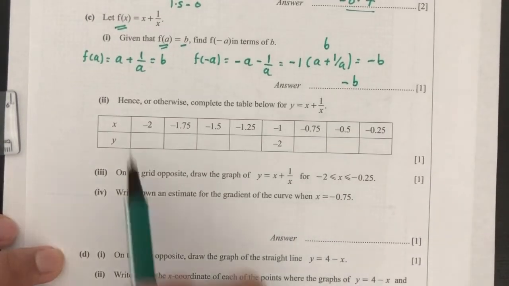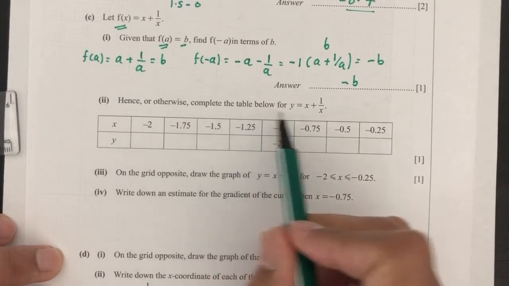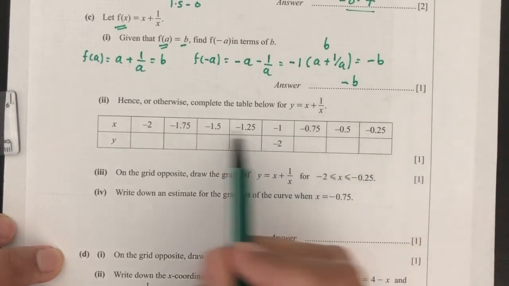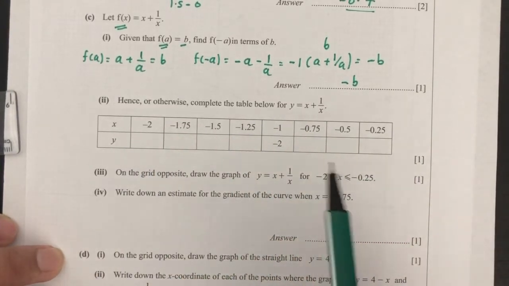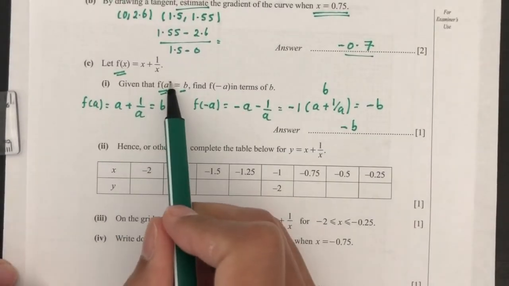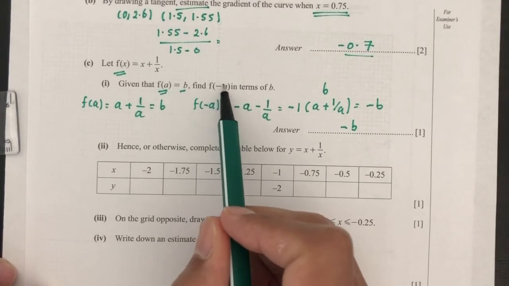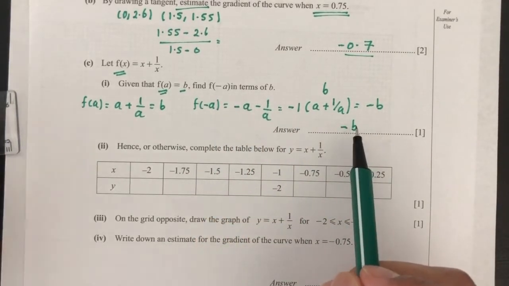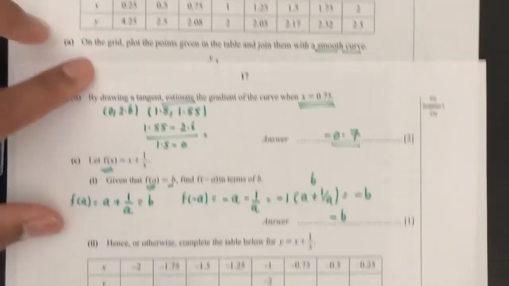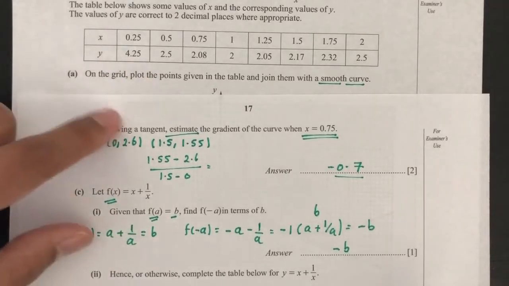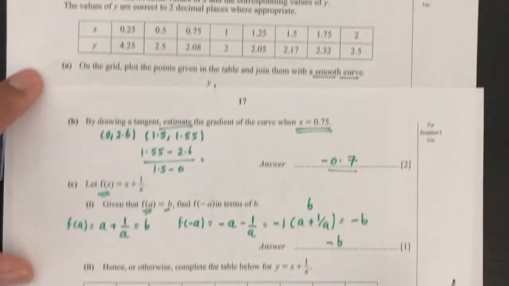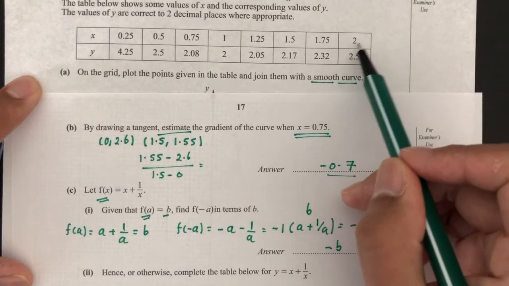So now part 2, hence or otherwise complete the table for this negative values. So pretty easy here, because as you can see, when the values were positive, the answers were positive. Now when the values are negative, the answer should be negative as well. So same way, let's use this table to write down the corresponding values in this table. As you can see here, for value of 2, it is 2.5.